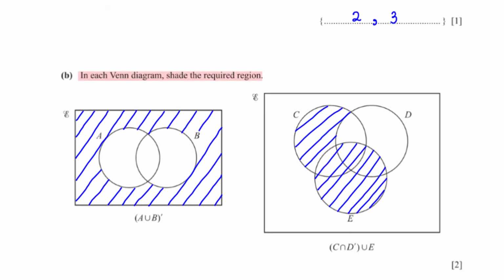In each Venn diagram, shade the required region. A union B complement. This means we are to shade the region outside A union B. The result should look like this.